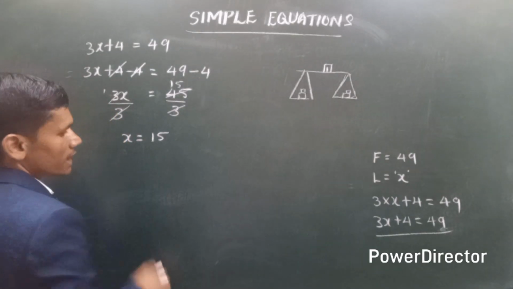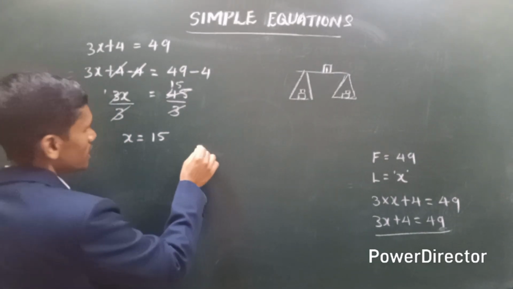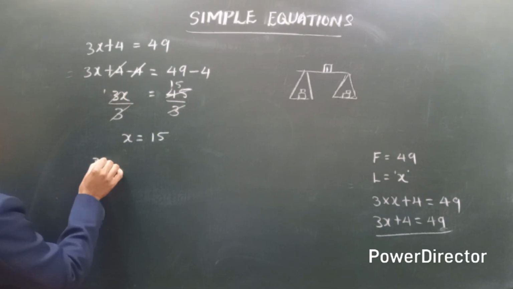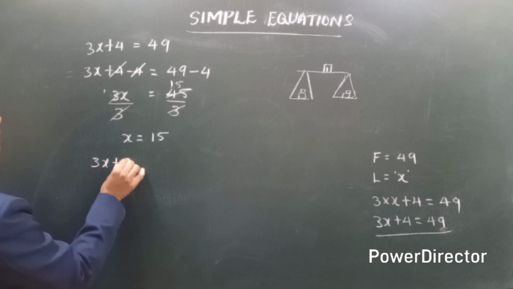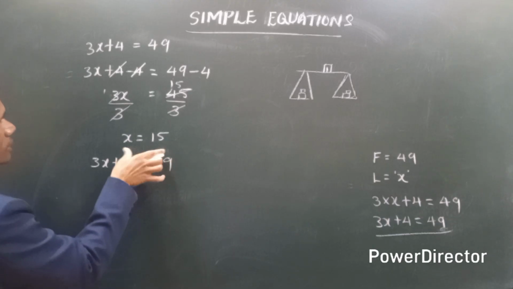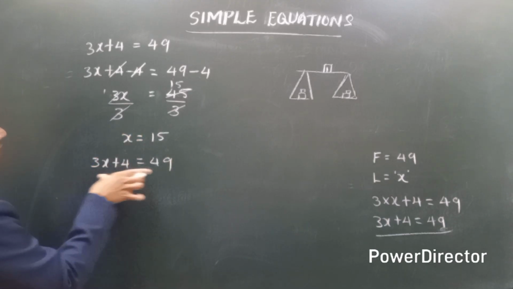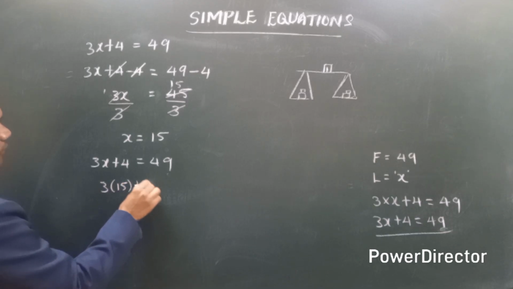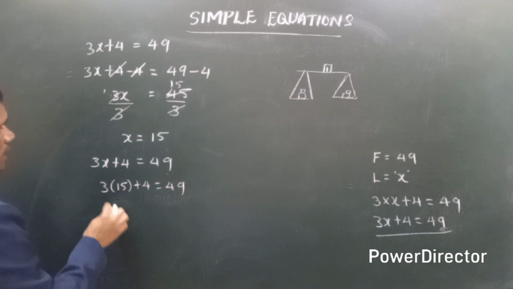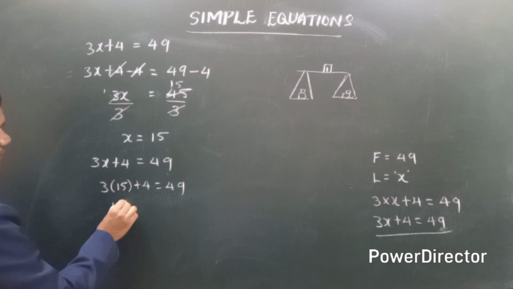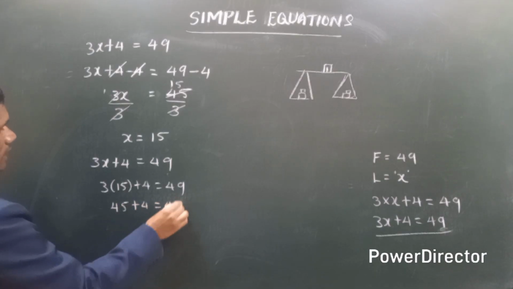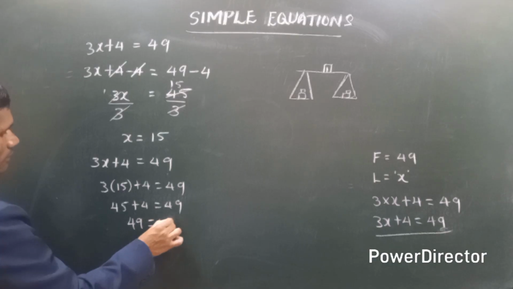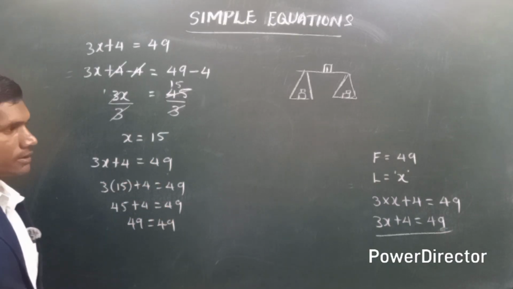If you want to check whether it is right or wrong, you can verify like this. How? Given expression, you can take here 3x plus 4 is equal to 49, right? You substitute the value of 15 and check whether both are equal or not. 3 into 15 plus 4 is equal to 49. Now 45 plus 4 is equal to 49. 45 plus 4 is what? 49 is equal to 49. Means what we have got, it is the correct answer, right?